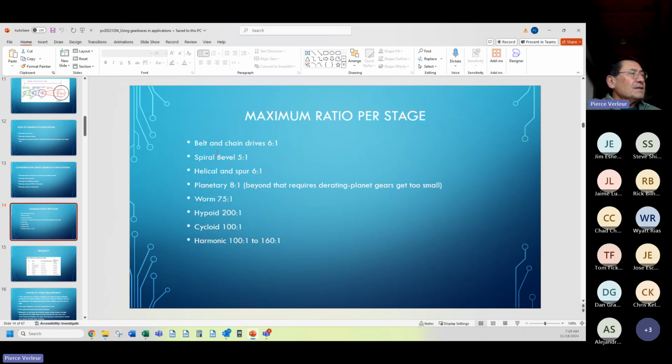Belt and chain drives. Why doesn't everybody just use a belt and chain drive and not use gearing? Because belt and chain drives are pretty cheap. They're also very efficient. You know, they're well above 90%, especially with some of the new chain technology coming out. 6-to-1 is the limitation on that. Why? Because your driving sprocket becomes too small when you go beyond 6-to-1 to effectively handle the torque required.